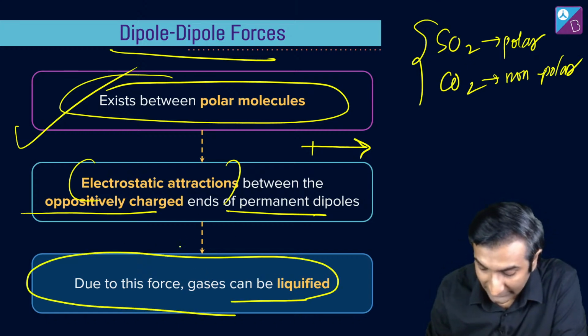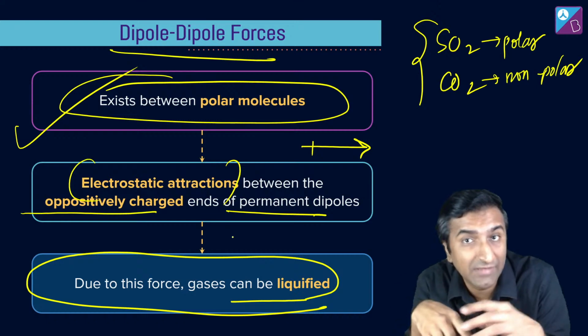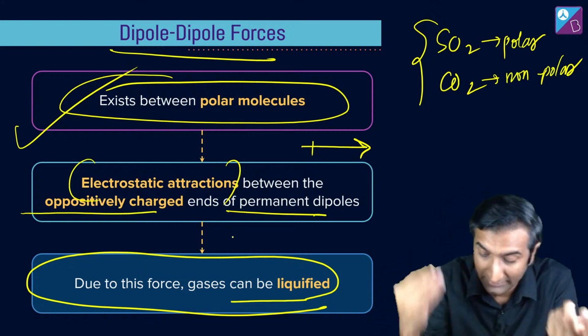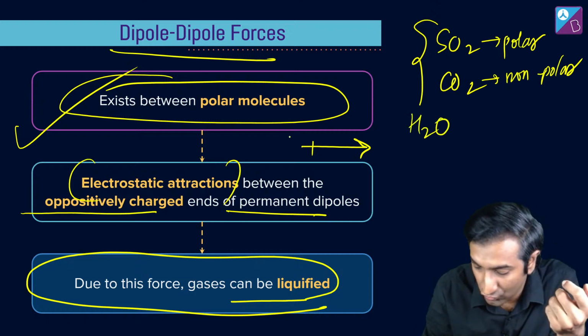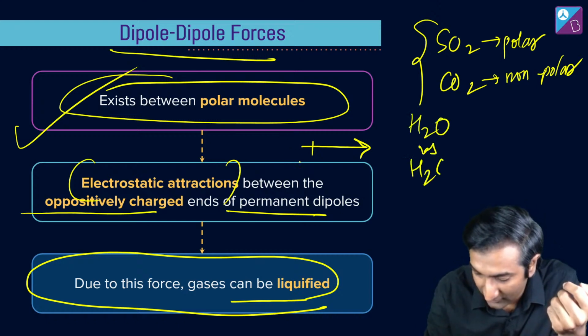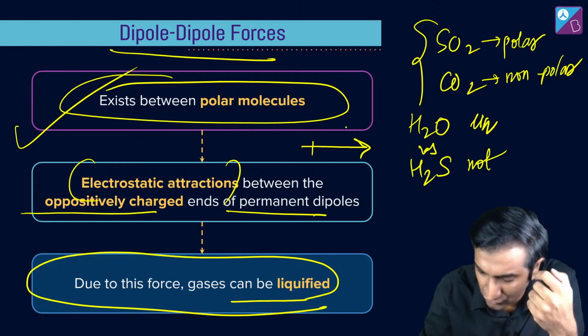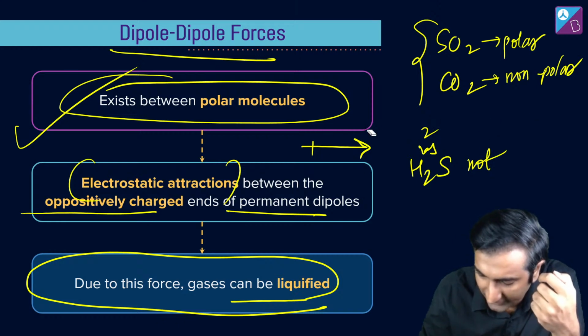And because of this, gases are easy to liquefy. If something has high dipole forces, gases are easy to liquefy. The exact same thing I gave you, H2O versus H2S. At room temperature, this is a liquid, this is, well, not. But this has to do with hydrogen bonding, a different idea. So we'll talk about this one later.